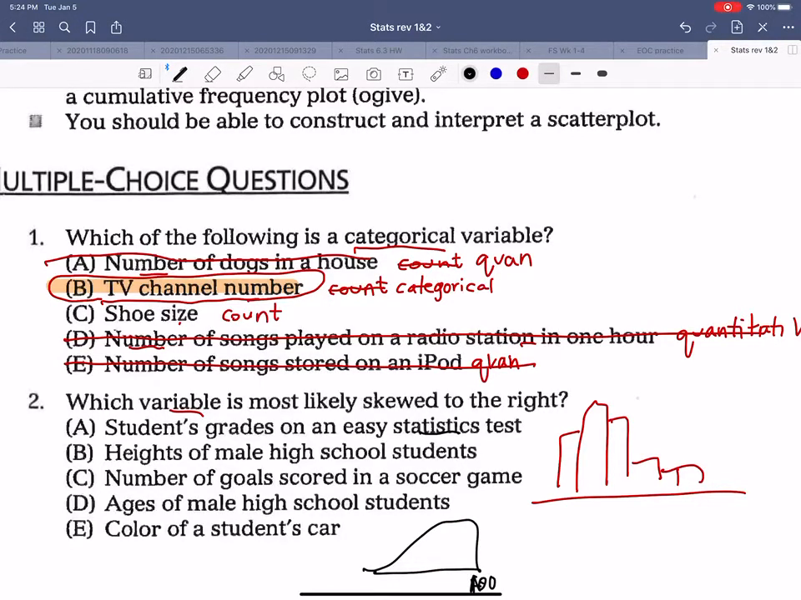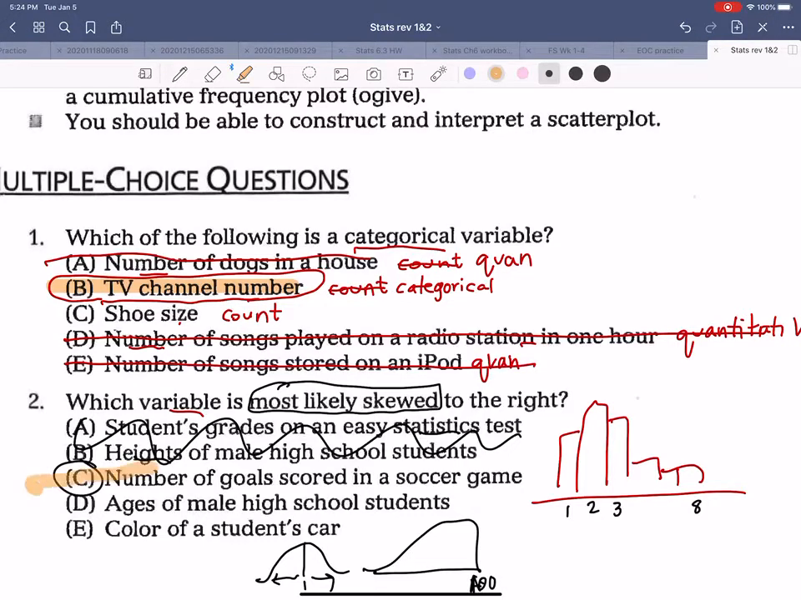Height of males. Okay, we know height is usually like this, and that's the average height, and there's people that are shorter and people that are taller, even amounts. So I don't like either one of these. And I have to clue in on the words most likely to be skewed. Number of goals scored in a soccer game. Ooh, okay, yeah. If you watch soccer a lot, you're not going to get like 8 scores in a soccer game. So I really like this one.